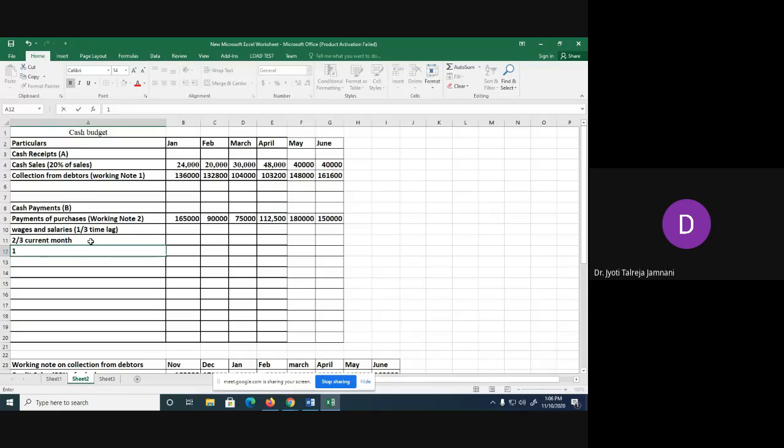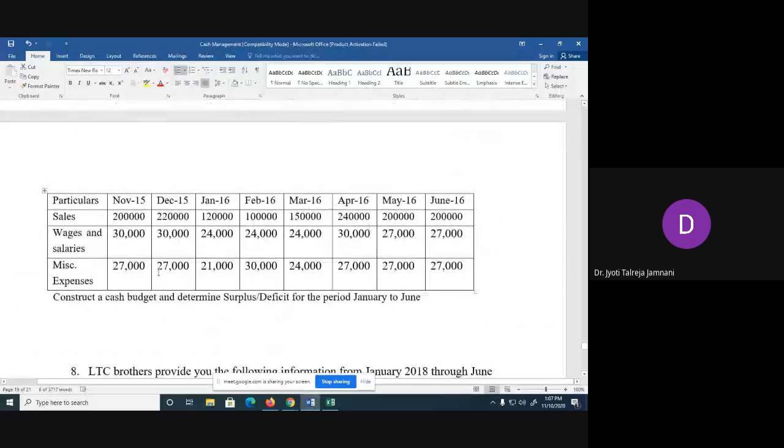So 1/3 of the previous month, or you can write next month. So whatever is the wages and salary of January, 2/3 of that I will pay in Jan only, and 1/3 of that I will pay in Feb. Did you understand the logic? Okay, so let's see how much are the wages and salaries now.